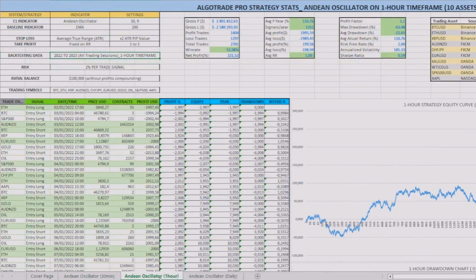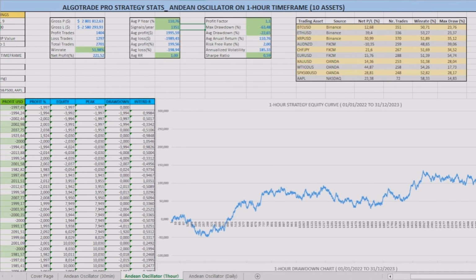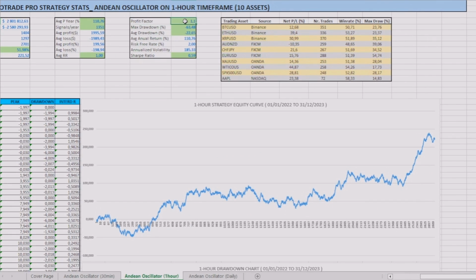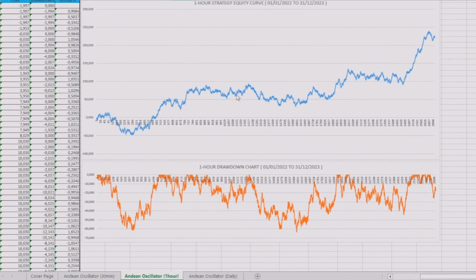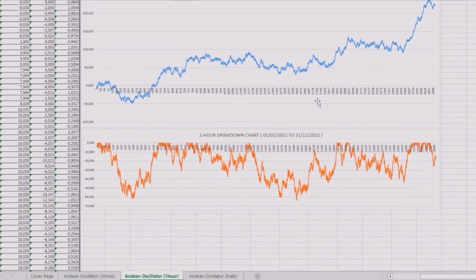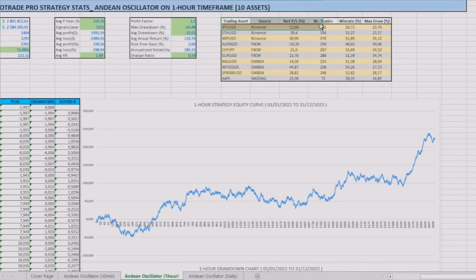Then, in the 1-hour time frame, after 2,700 trades, the Andean Oscillator achieved a win rate of about 52% and a total net profit of 220%. Again, here you can find the average results and trades per year, with a profit factor of 1.1 and an average drawdown of about 22%. The strategy in this time frame also got a consistent equity curve with a max drawdown of 60% that happened 2 times. And again, here you can also check the individual results of each asset in this time frame.